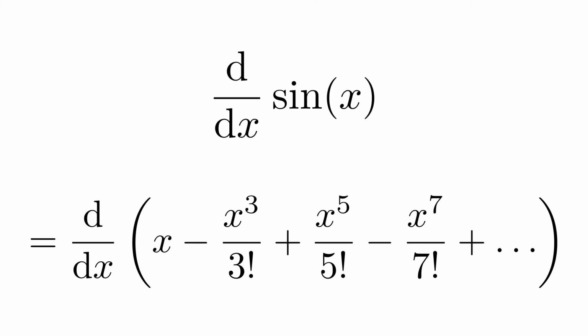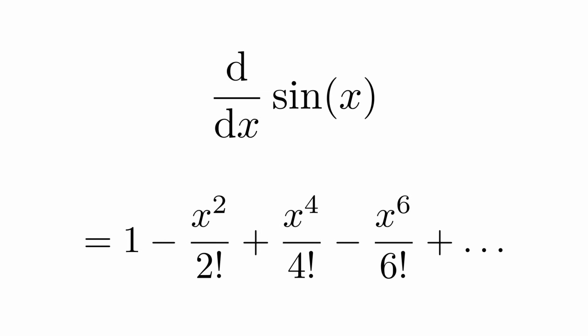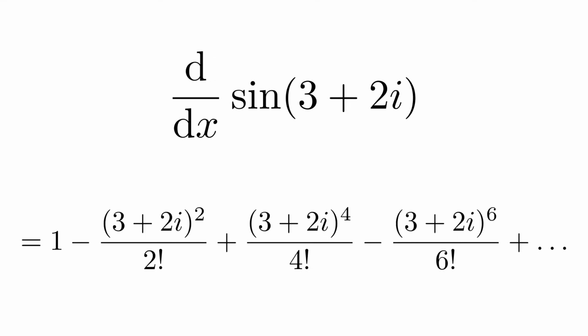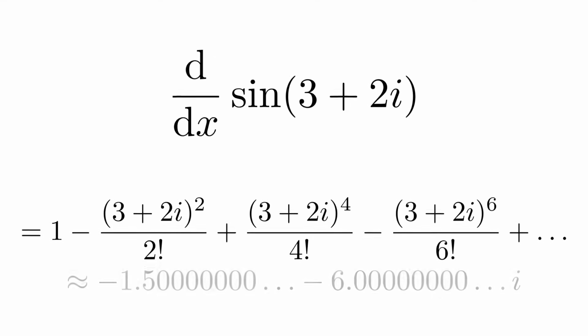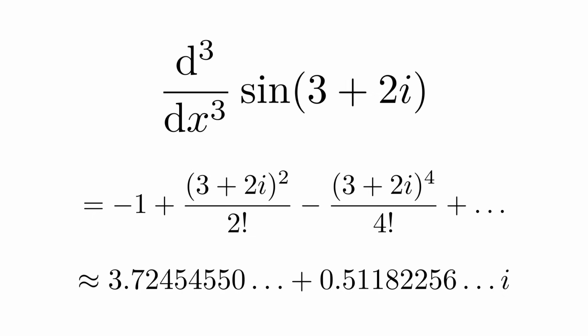That just requires the power rule. And I get 1 minus x squared over 2 factorial plus x to the 4th over 4 factorial minus x to the 6th over 6 factorial, and so on. And I can just plug in 3 plus 2i to the partial sums of this power series, and I'll get that the derivative of sine at 3 plus 2i is approximately negative 3.72 plus 0.511i. This same method works just as well for the second derivative and the third derivative, and so on. Over and over, all we have to do is apply the power rule.